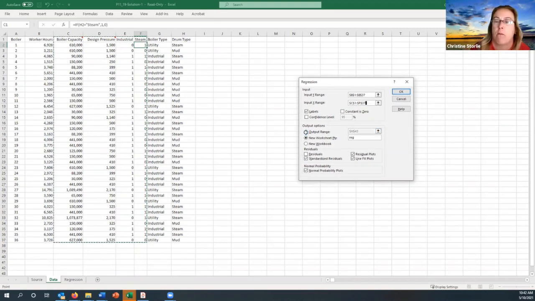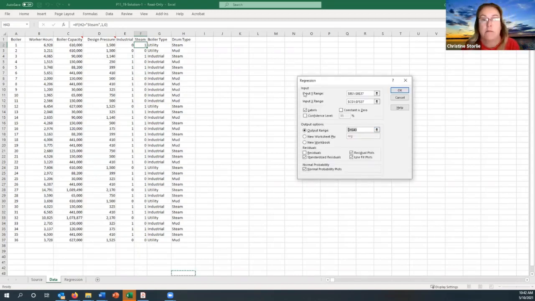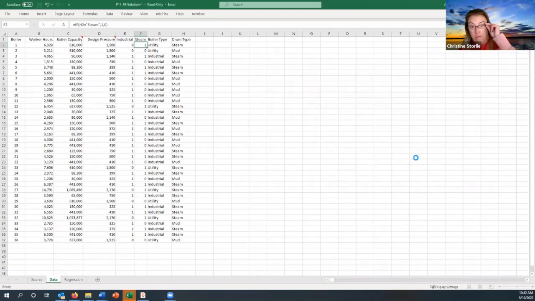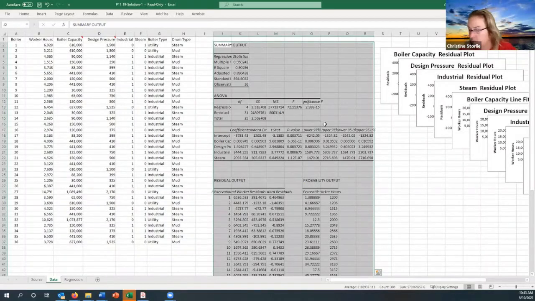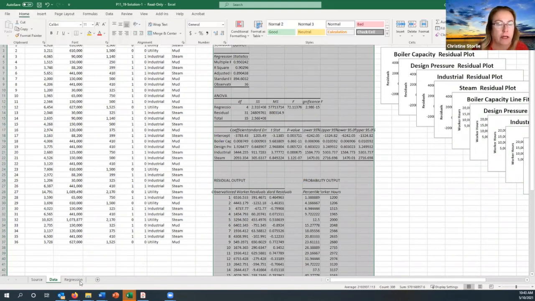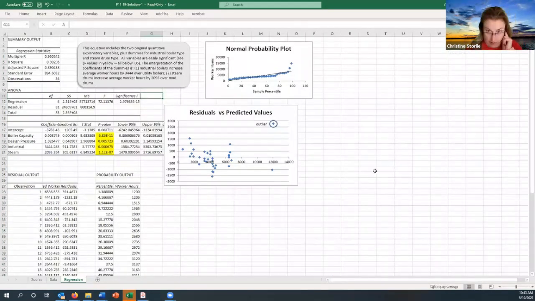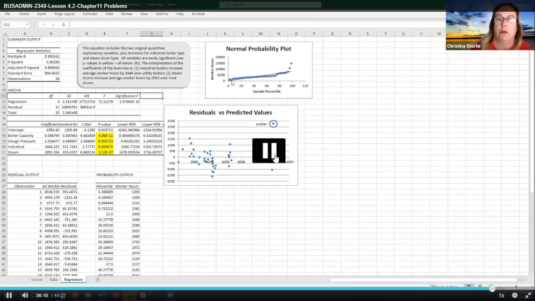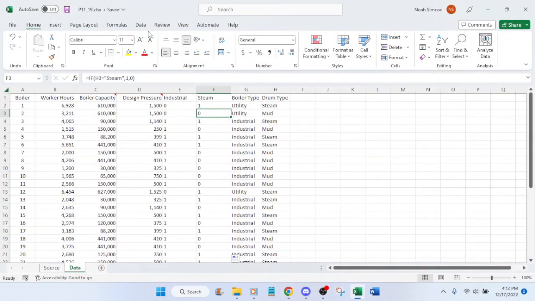Why did you select residual and line fit plots? Why would you do that? I thought that only works for single or simple regression. Is that necessary? I don't think so. So a couple of things jump out, looking at the normal probability plot, we see that there's definitely a curve to the data.